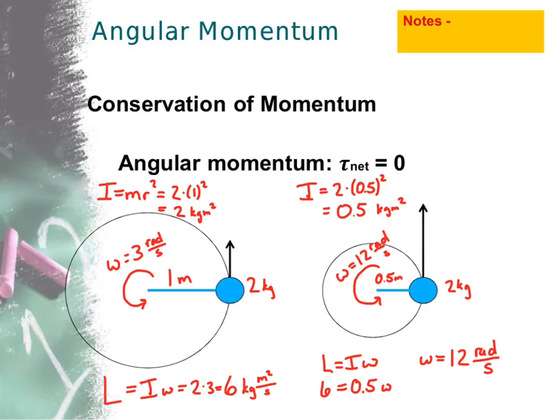So, if you were to think of it this way, when moment of inertia goes down, angular speed has to go up. Likewise, when moment of inertia goes up, angular speed has to go down.